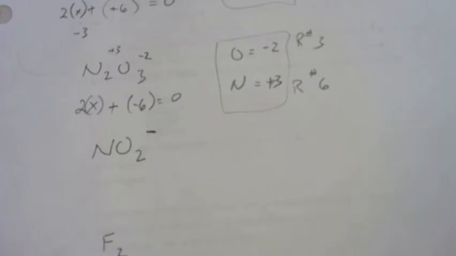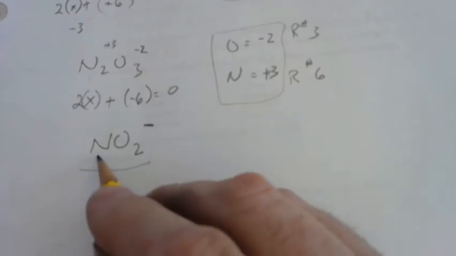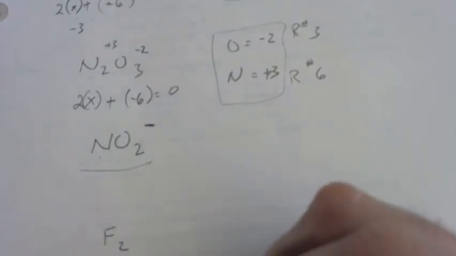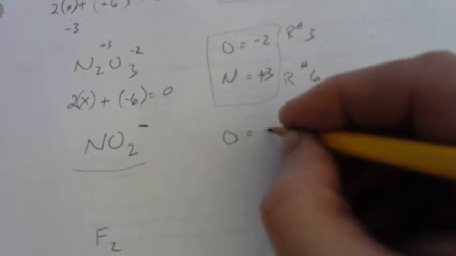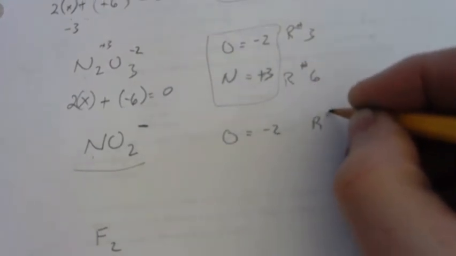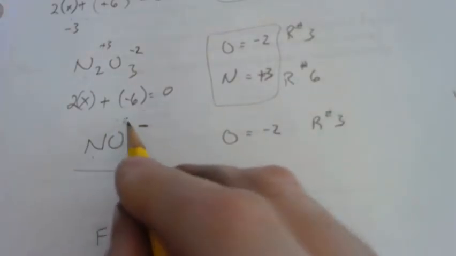All right. And now for this one, the nitrite ion, rule number 1 does not apply because it is not a pure element. Rule number 2 does not apply because it's not an ionic compound. Notice how this is still a nonmetal. Rule number 3 does apply for oxygen. All right. And therefore it's negative 2.